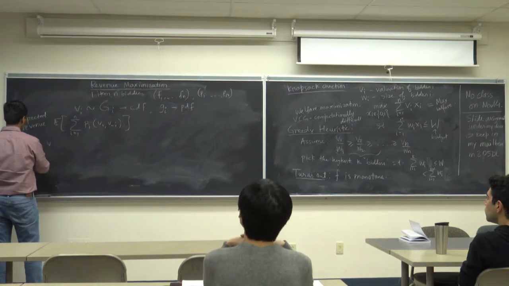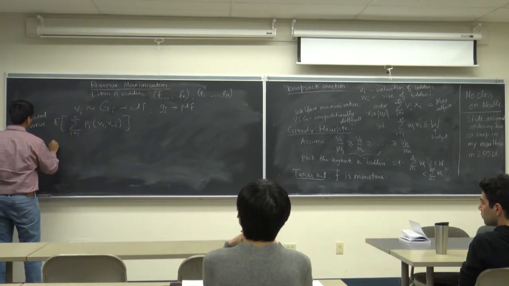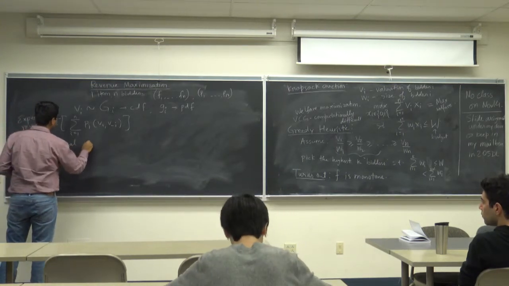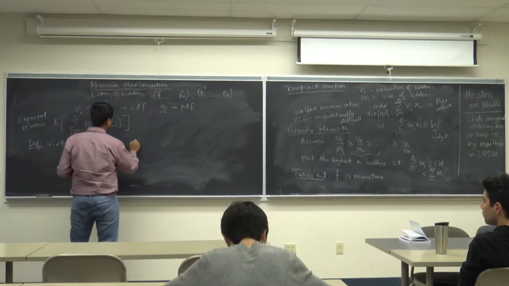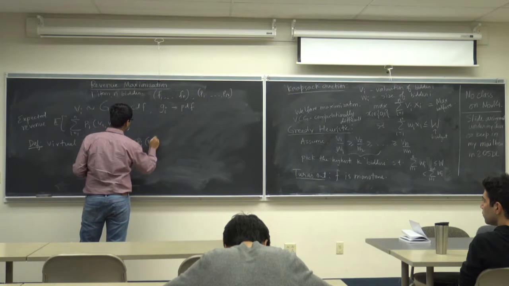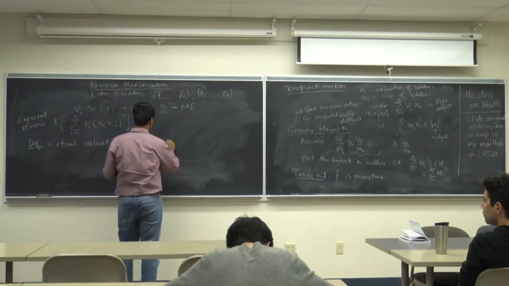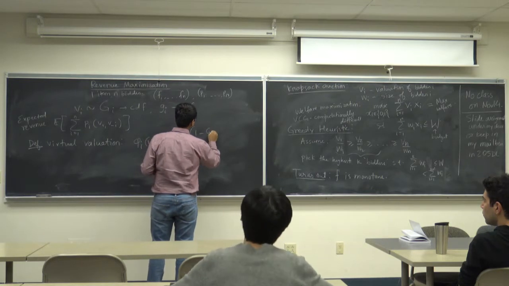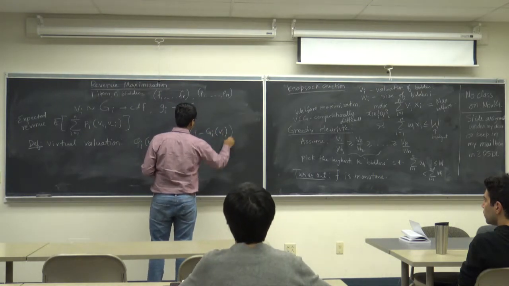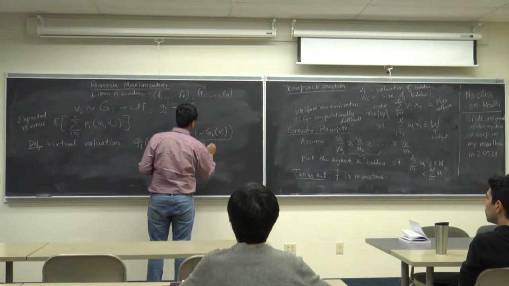In order to do that, let me define the virtual valuation, which is phi i of vi, given by vi minus (1 minus Gi(vi)) over gi(vi).